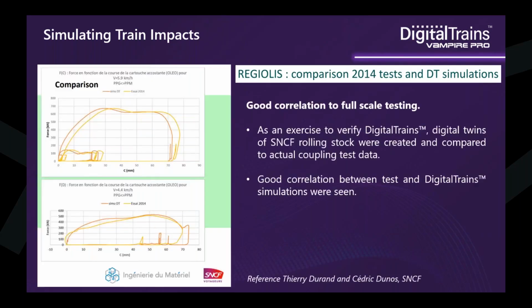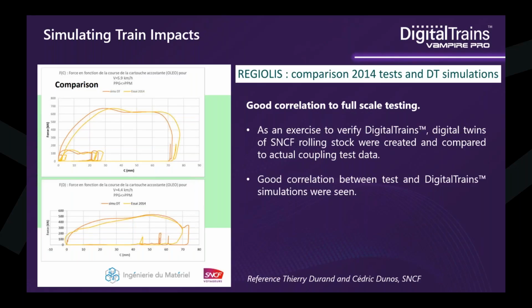And here we just have an example. This was an example from the French rail operator SNCF, who've used Digital Trains to create twins of all their rolling stock. And where applicable, they've compared to actual impact tests, which they previously performed. The example we're showing is of their Regionalis train, where coupling tests were performed in 2014. And through Digital Trains, we're showing good correlation between the full-size vehicle impact tests and the digital twin simulations.